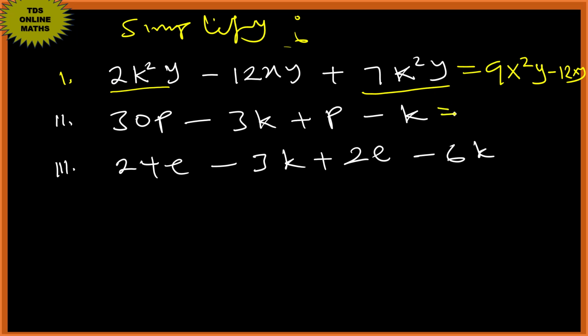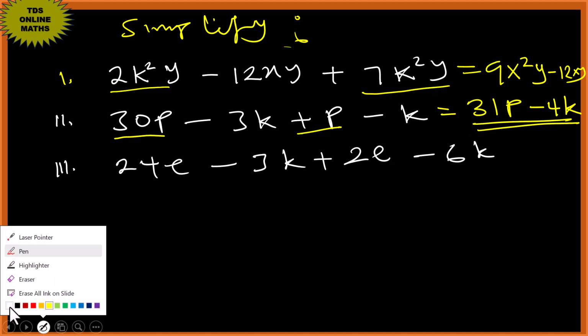Let's try the second one. 30p minus 3k plus p minus k. What's the answer? Now 30p plus p will be 31p. So they are the like terms. Then we have minus 3k minus k. So minus 3 minus 1 is minus 4. So we have minus 4k. So that's the answer.